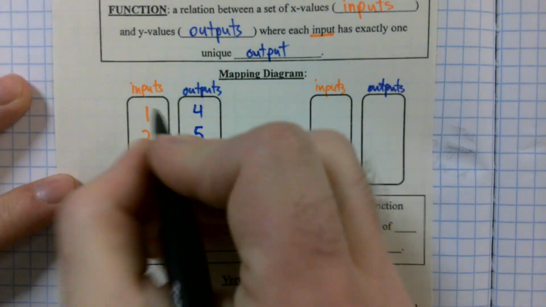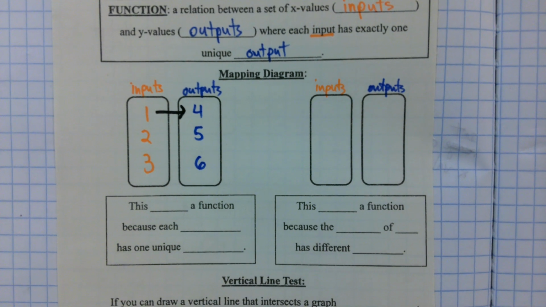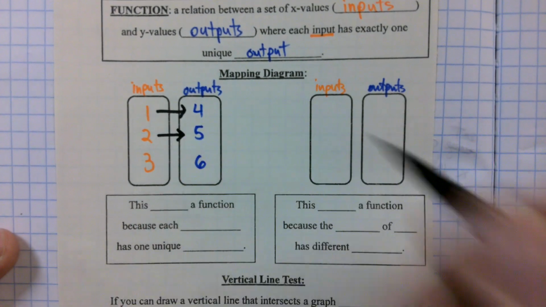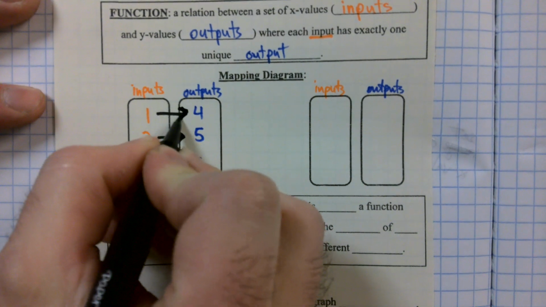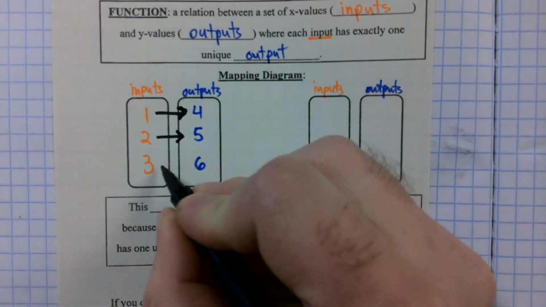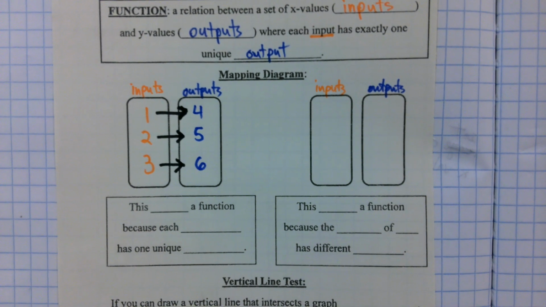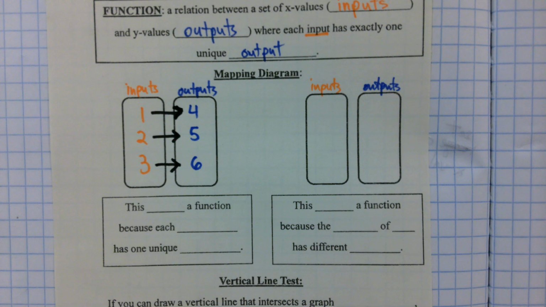I'm going to see an arrow from 1 to 4. That tells me that for whatever function I'm dealing with, an input of 1 would give me an output of what? 4. If I draw an arrow from 2 to 5, that tells me that an input of 2 gives me an output of what? 5. And an arrow from 3 to 6, input of 3 gives me an output of 6, right? Give me a thumbs up if that makes sense so far. Pretty straightforward, right?